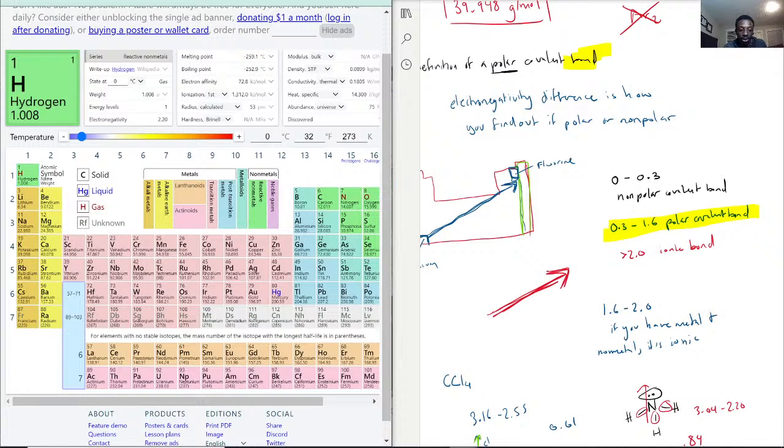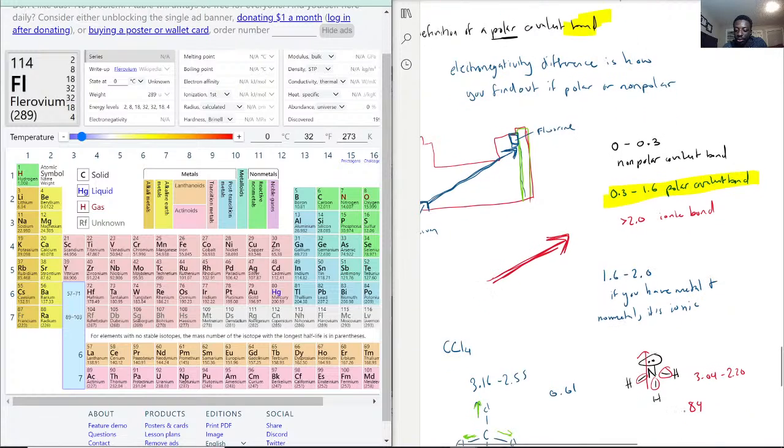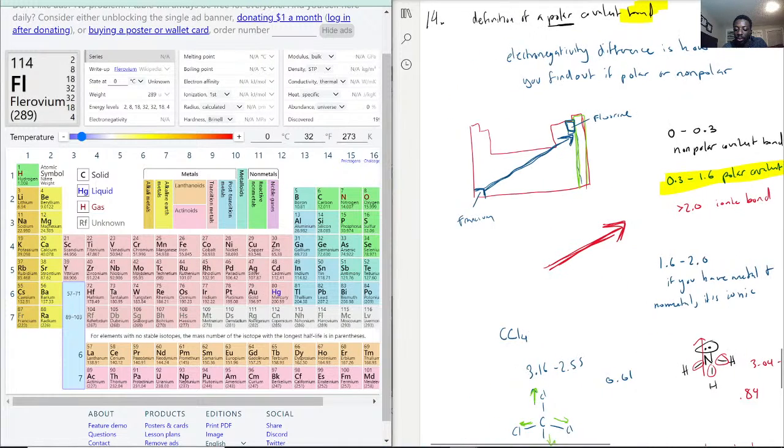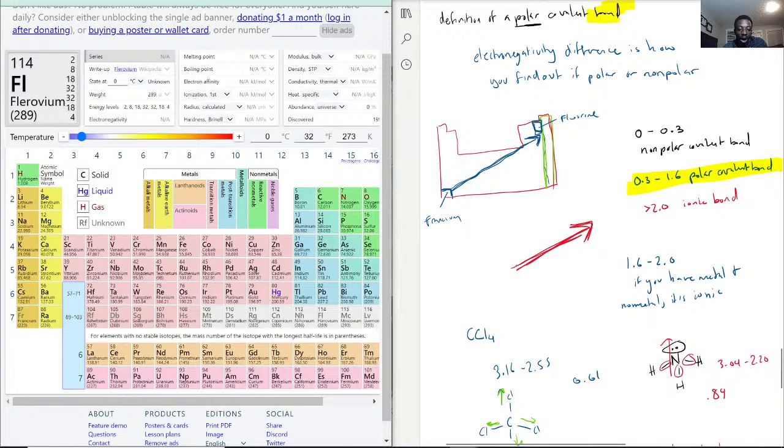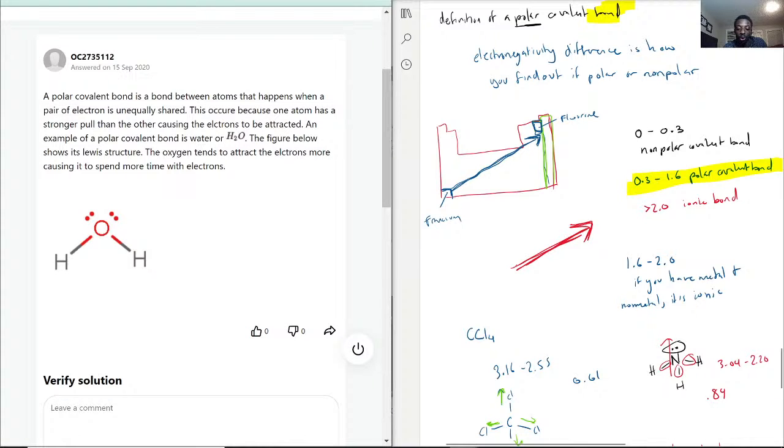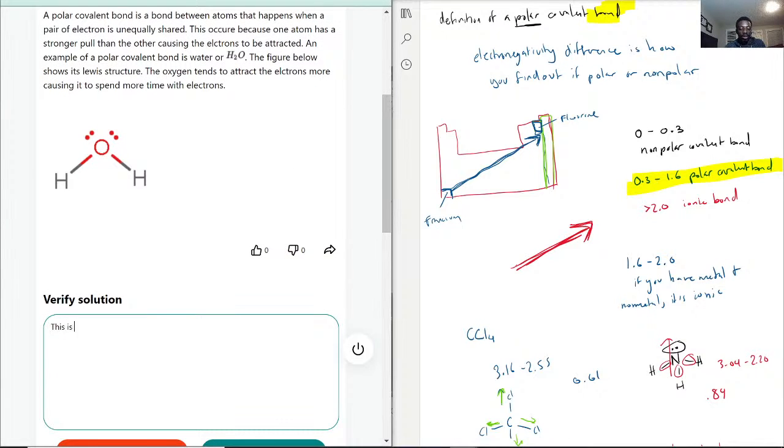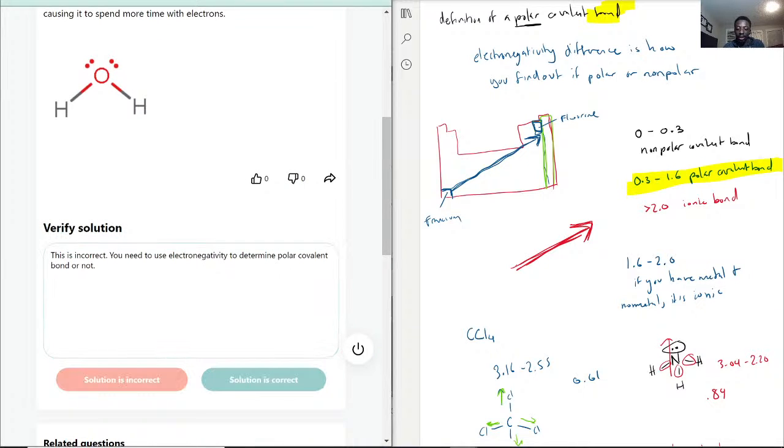Okay, 1.24. Because there's a difference of 1.24, that falls in our range here of 0.3 to 1.6. Which is why we can say that yes, water has polar covalent bonds. It's not just from this, it's from the electronegativity. So I'm going to say this is incorrect because you need to use electronegativity to determine polar bond or not. Polar covalent. Exactly. I can't really say it's correct because they're looking at the wrong thing here, okay?